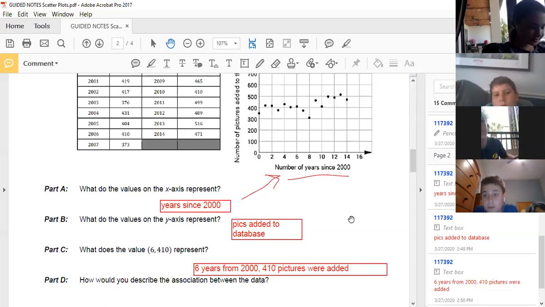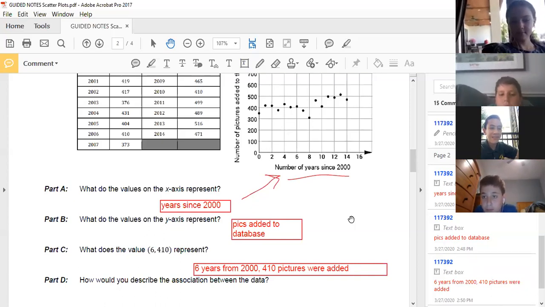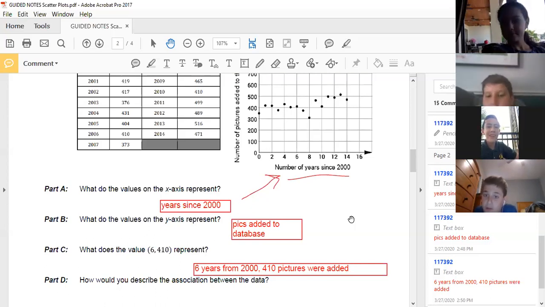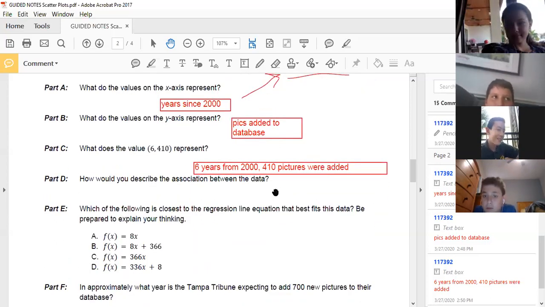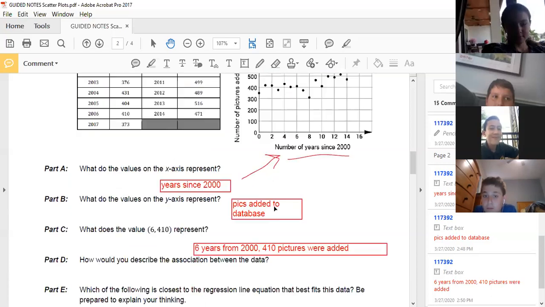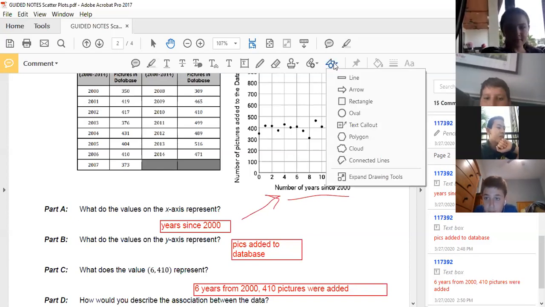Yes. Okay, Juan, what's another way we could say that? 410 pictures were added in 2006. Why did you say 2006? Because it says number of years since 2000, and then we just add 6. Okay, that makes sense. So, in general, how would you describe the association between this data? Andrew, what do you think here?